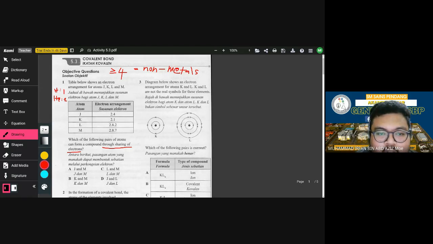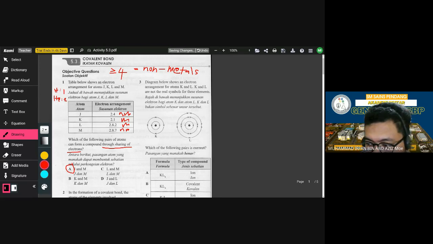Alright. Okay, so the question asks, sharing. Sharing must be non-metals. So J ni, remember, greater and equal than 4, this is non-metal. Okay, 1 ni, this is group 1. 2, 1, this is probably lithium. So this is metals. Ni 2.8.2, it is metals juga, group 2. So the 2.8.7, non-metal. So the answer should be J and M, which is A.